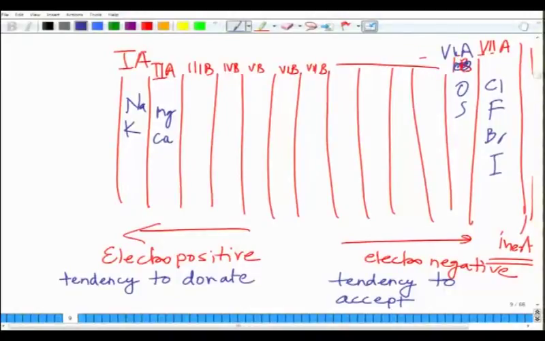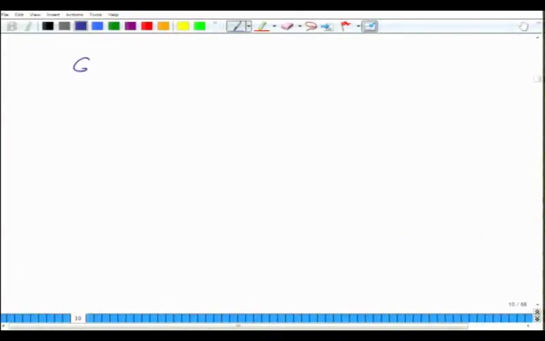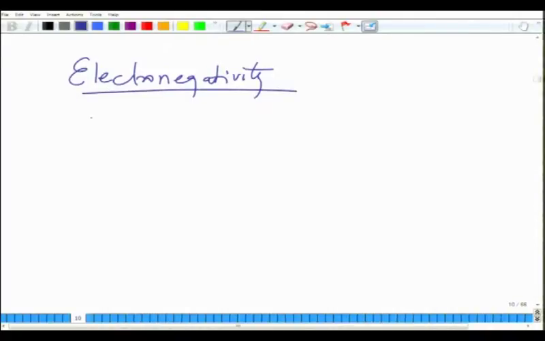Typically, the nature of electropositivity or electronegativity is determined by a value called electronegativity, and electronegativity ranges from 0.7 to 4. So 0.7 will be electropositive or less electronegative, and 4 will be highly electronegative.